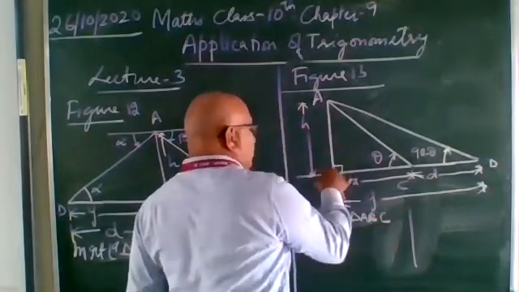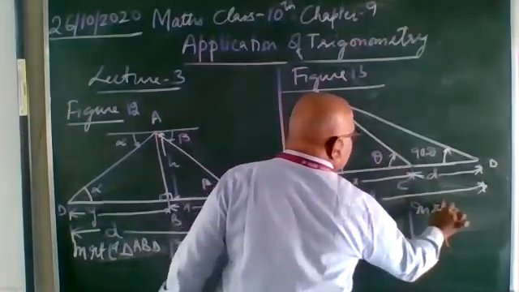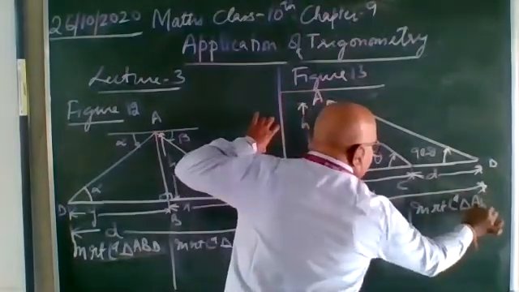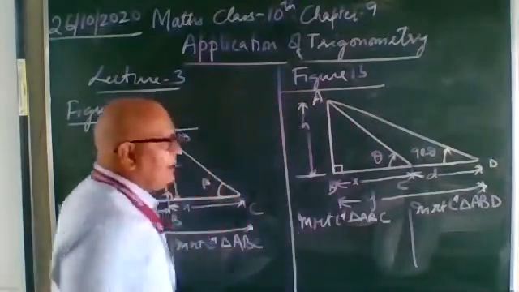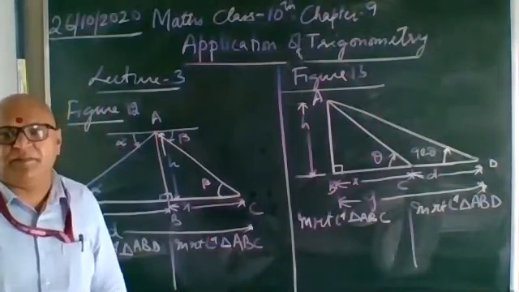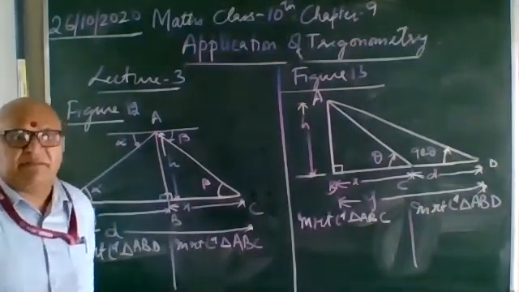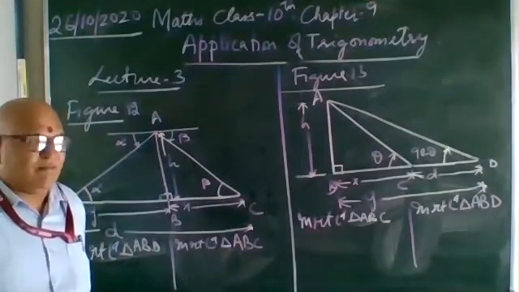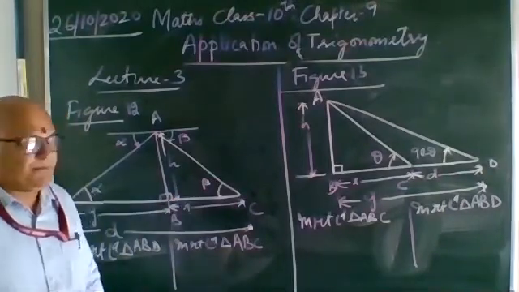In right angle triangle ABC, H upon X equals tan theta, and in right angle triangle ABD, again H upon Y equals tan of 90 minus theta. I have explained the ratios of complementary angles. So that is a very important one, 90 minus theta.